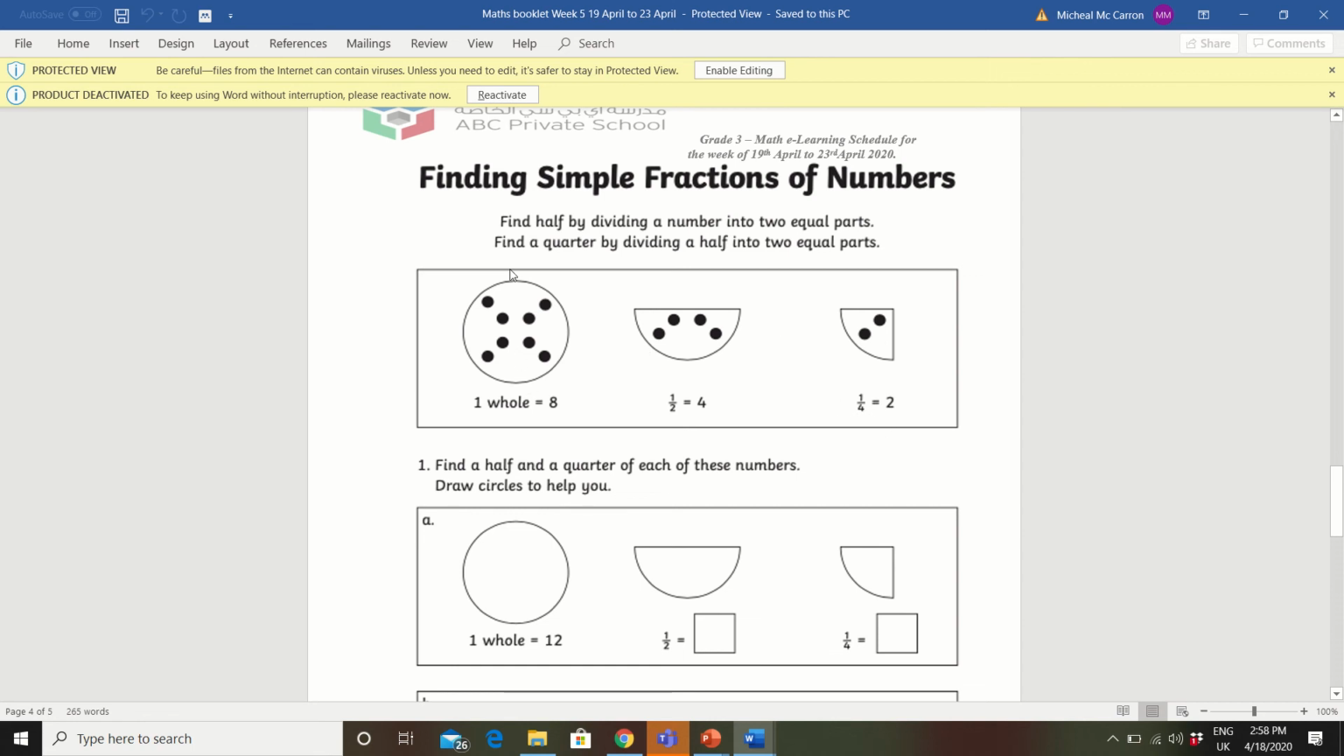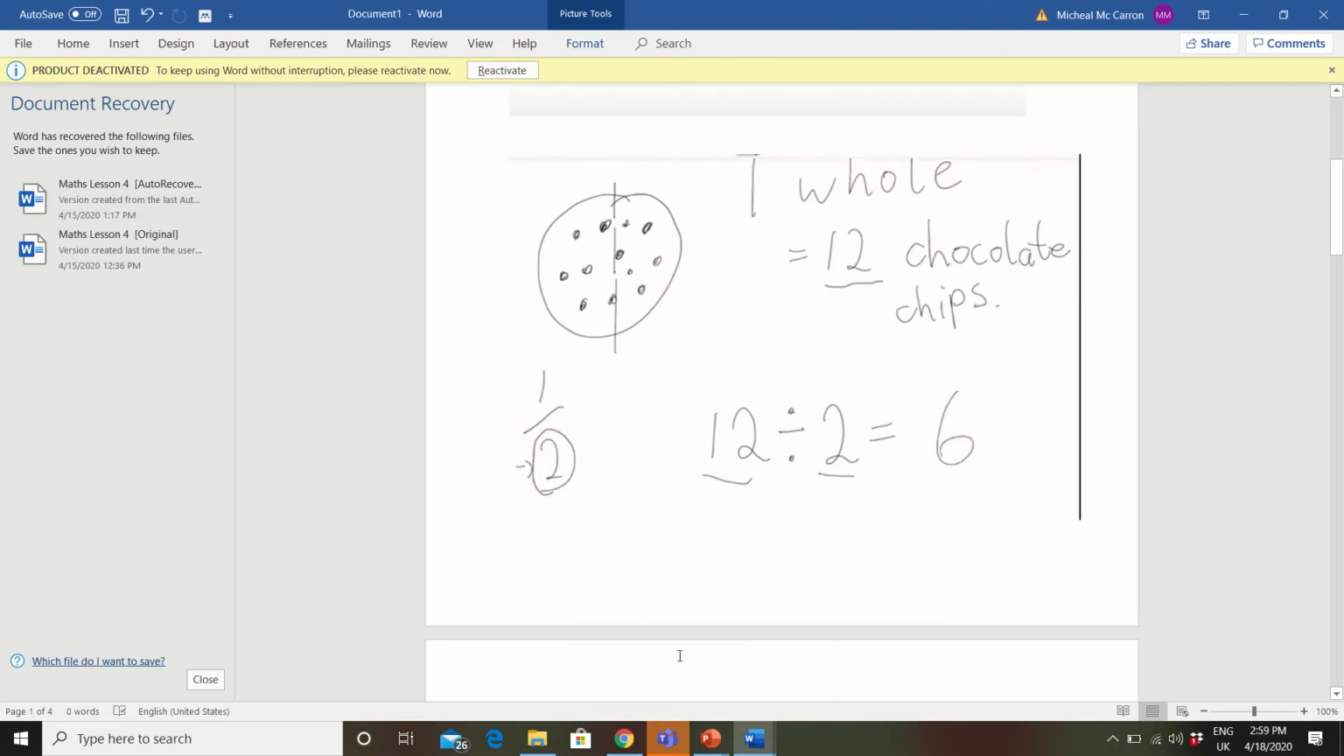If we have a quarter here, if we break this circle into 4 quarters, we will have 2 dots. All right, slice, slice. So just to go through another example before we go through the worksheet booklet. If I have a cookie here, and I have 12 chocolate chips in my cookie, one whole cookie is 12 chocolate chips. 1, 2, 3, 4, 5, 6, 7, 8, 9, 10, 11, 12. If I split this cookie in half, look at that line down the middle, I want half of this cookie. How many chocolate chips am I going to have in half a cookie?